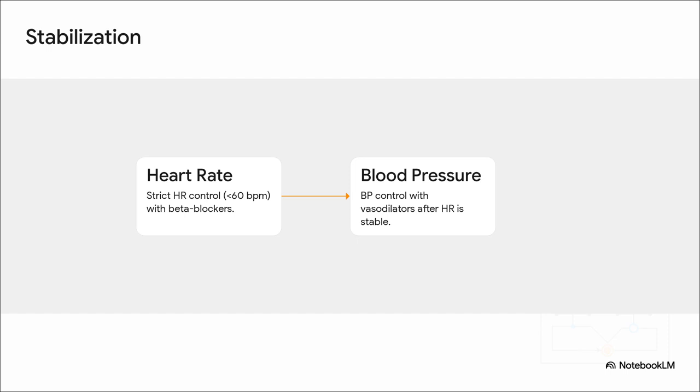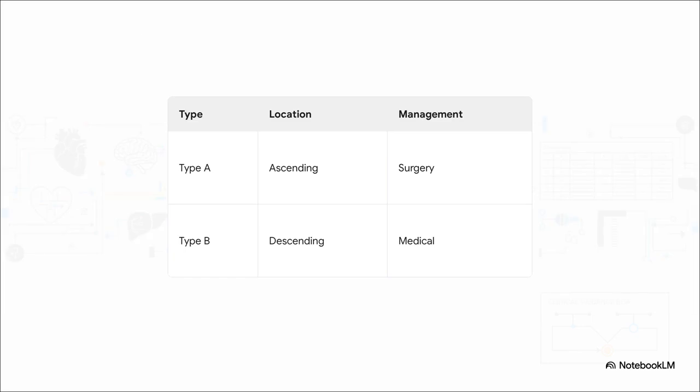Step 2 is blood pressure control with an IV vasodilator like nitroprusside. Listen, giving a vasodilator before you achieve beta blockade is a lethal error. It causes reflex tachycardia, which will explosively propagate that dissection flap. Don't do it. Let's evaluate the clinical variance using the Stanford classification system.